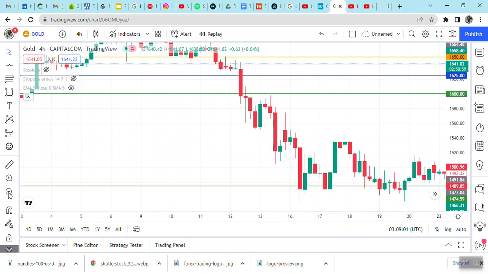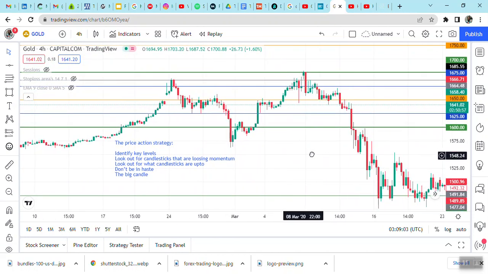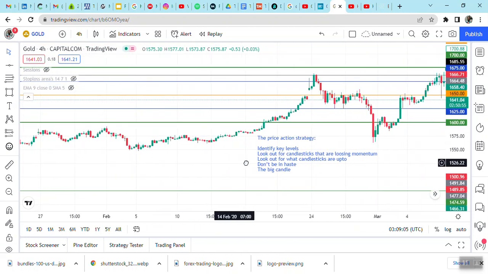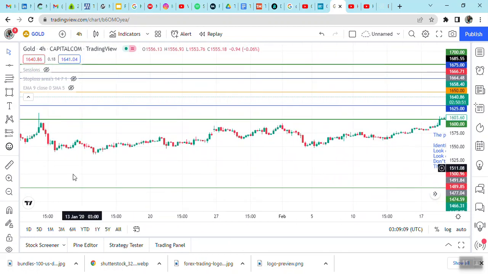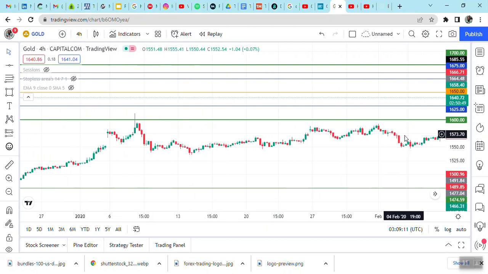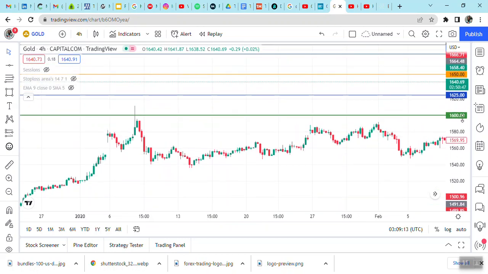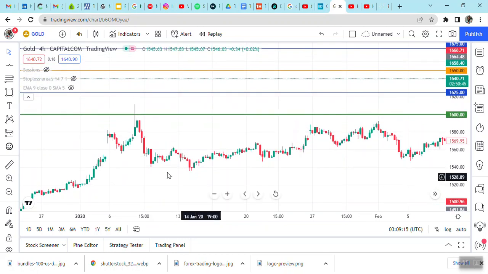Let me look for another example. But even though every time you spot a long candle, you also need to wait for the closure of that candle to make your decision.